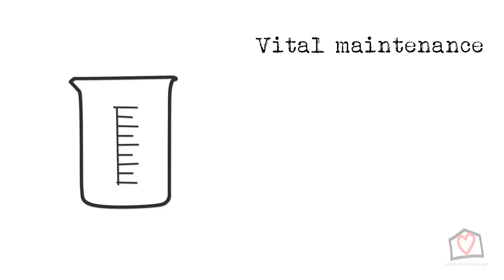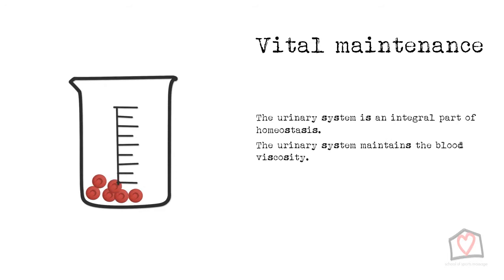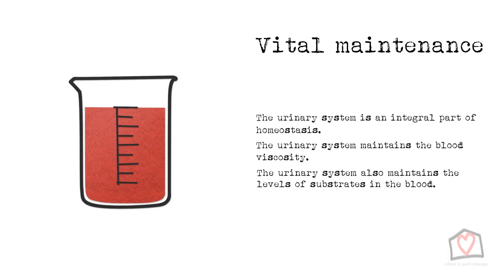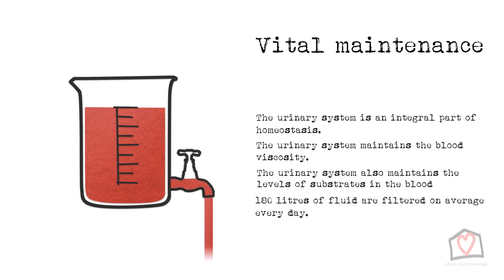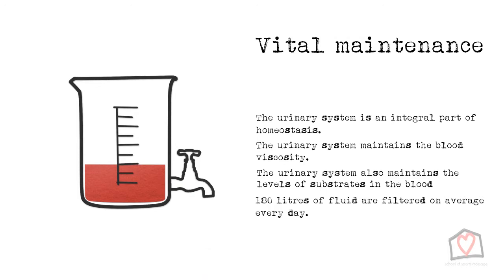This system is an integral part of homeostasis. This is the process whereby the body is able to maintain a constant internal environment. This is particularly relevant in this system as it will maintain the fluidity of the blood, or blood viscosity. It will also maintain the levels of substrates in the blood, including sugars, amino acids and ions. At any one time, around 20% of the plasma passing through the kidneys is filtered, and therefore in total 180 litres of fluid are filtered on average every day.